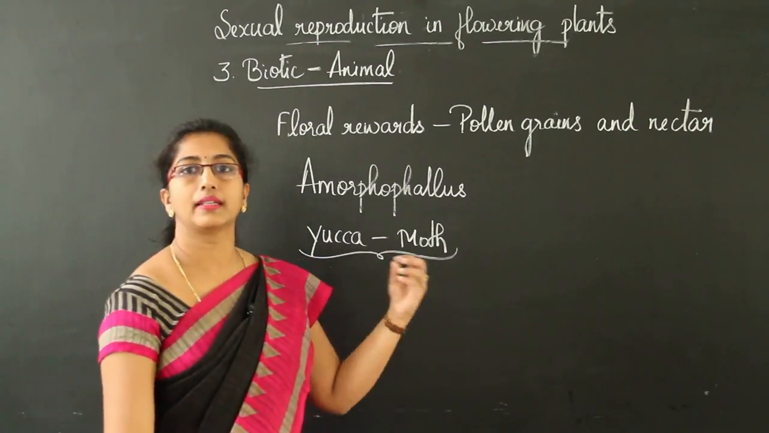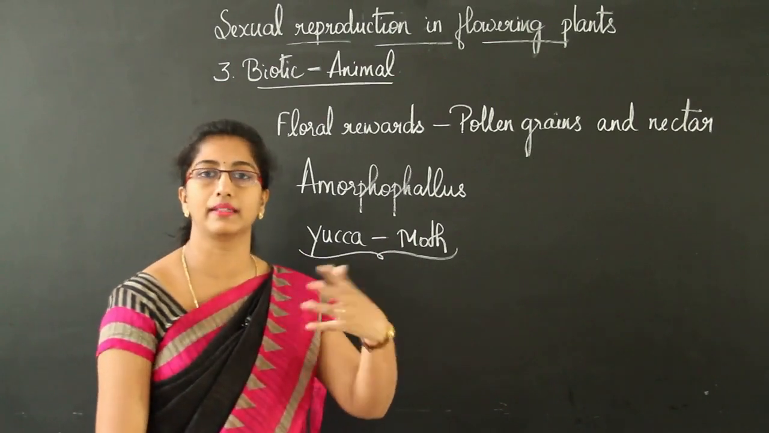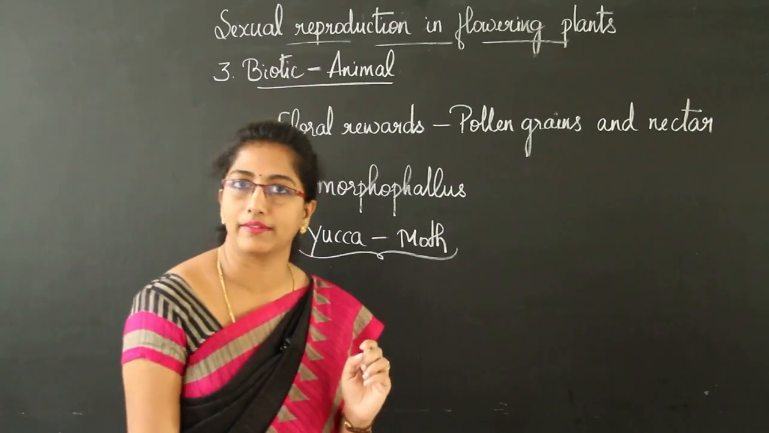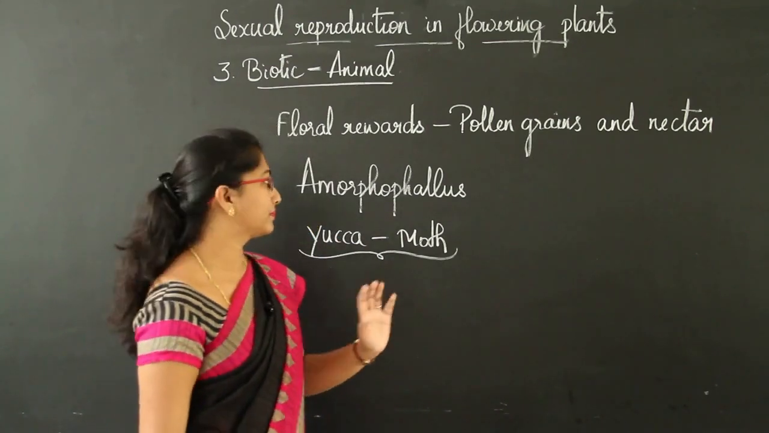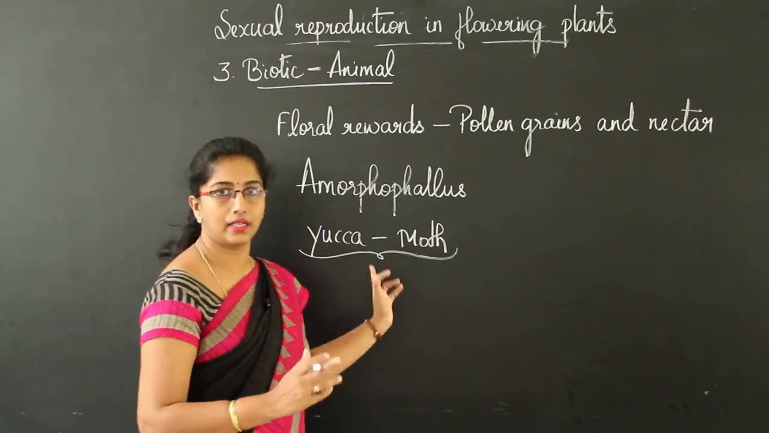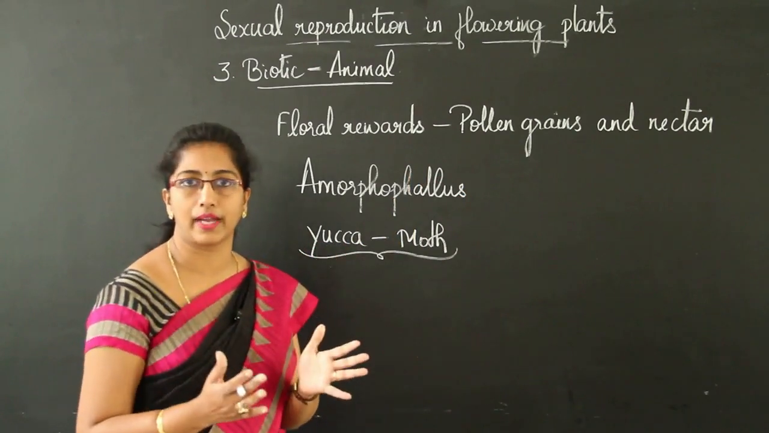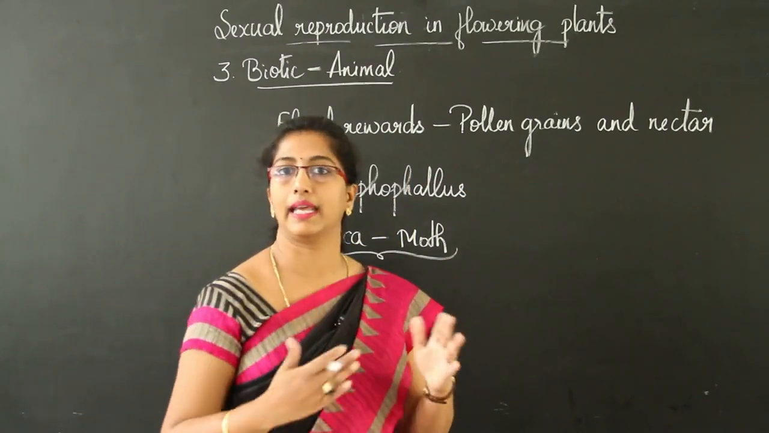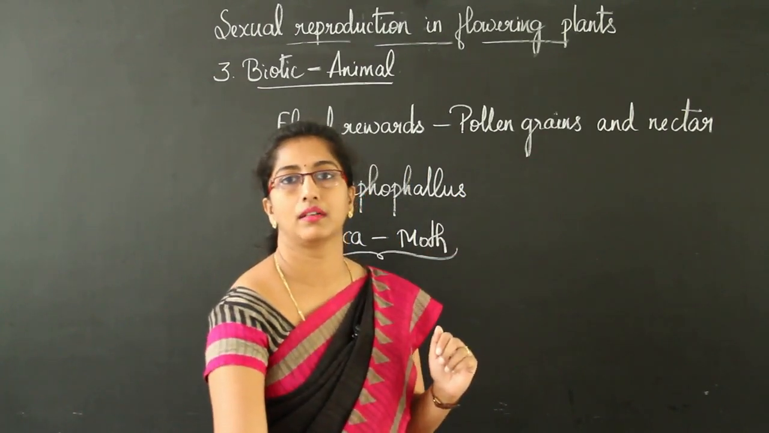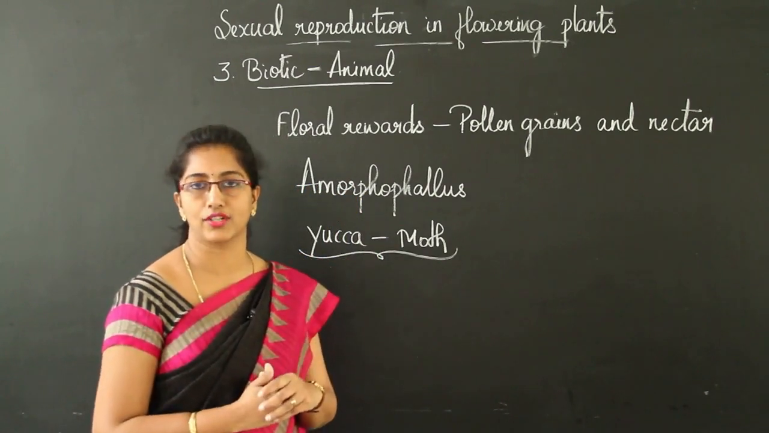The eggs which are laid hatch mainly by the time of seed setting, and you will see the larvae developing there. So this is a relationship where the floral reward is not pollen grain and nectar, but space for the insects to come and lay eggs. These are a few points you need to remember about animal pollination.